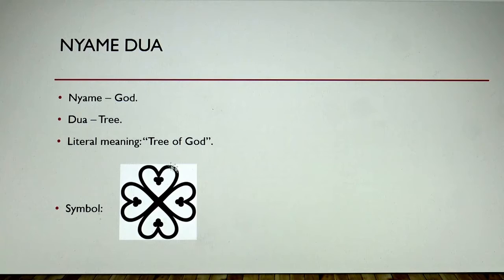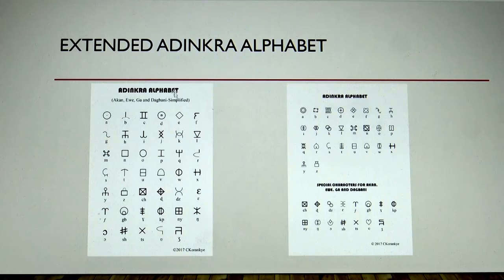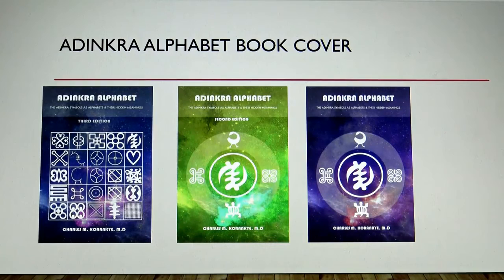And this shows the standard Adinkra alphabet, the simplified and the standard characters. The next slide shows the extended Adinkra alphabet with characters for Akan, Ewe and Dagbani. You have the simplified version and the standard version. And this is the front cover of the three editions of Adinkra alphabet. This most current edition is the third edition. The second edition is the one in the middle, and this is the very first edition.